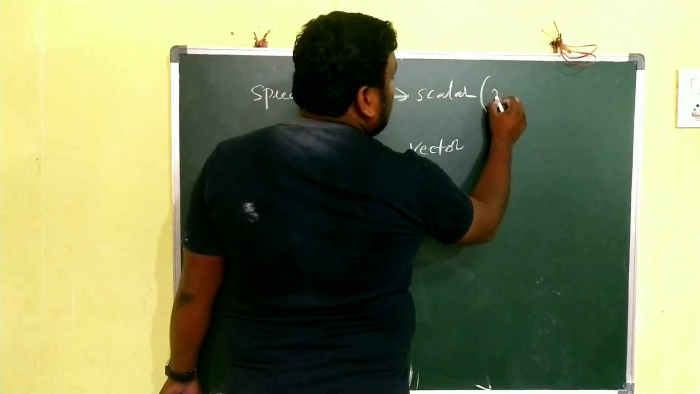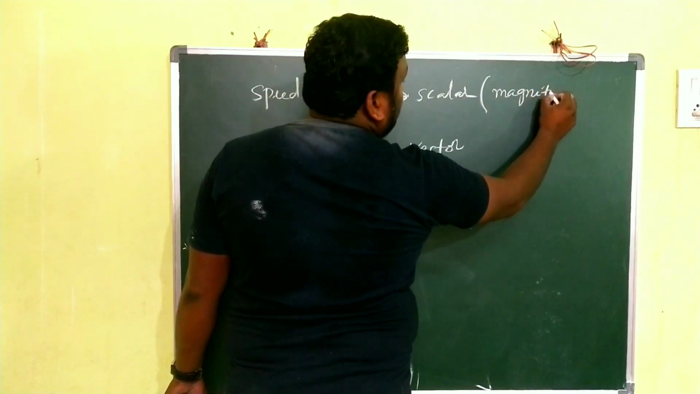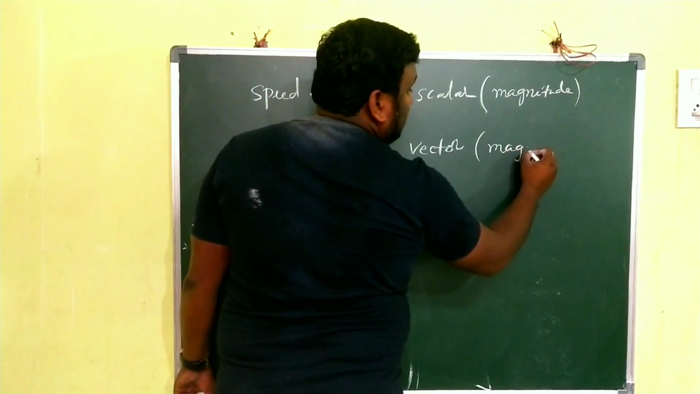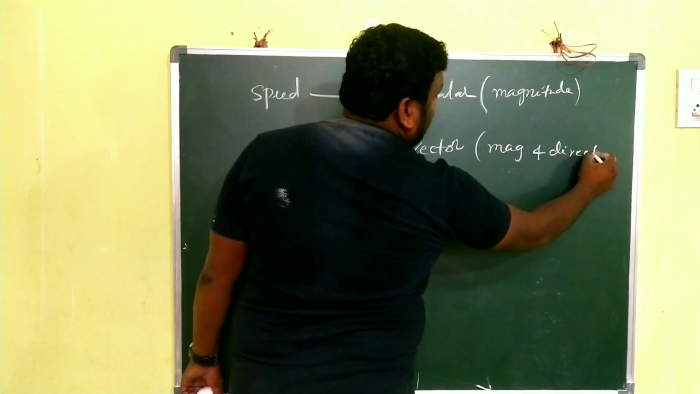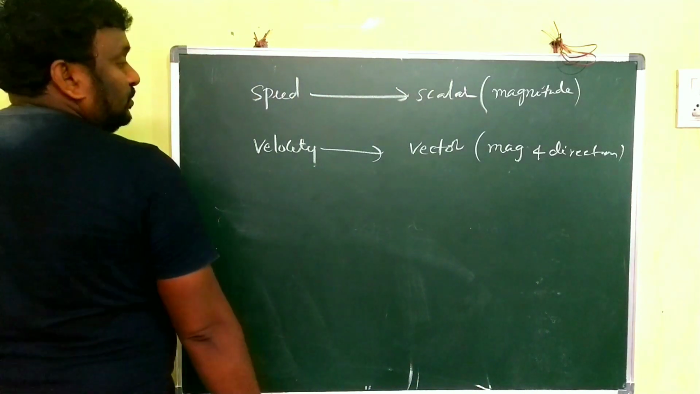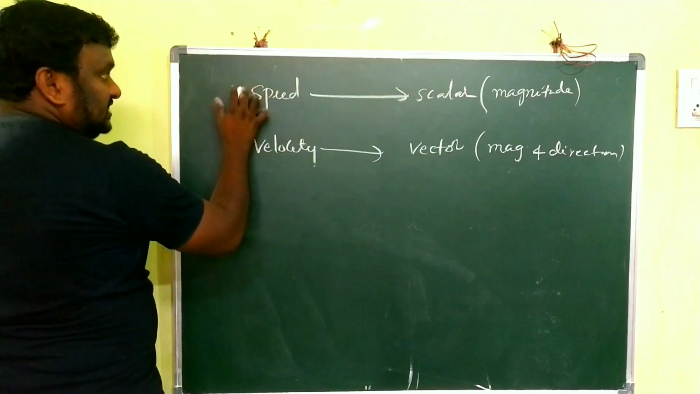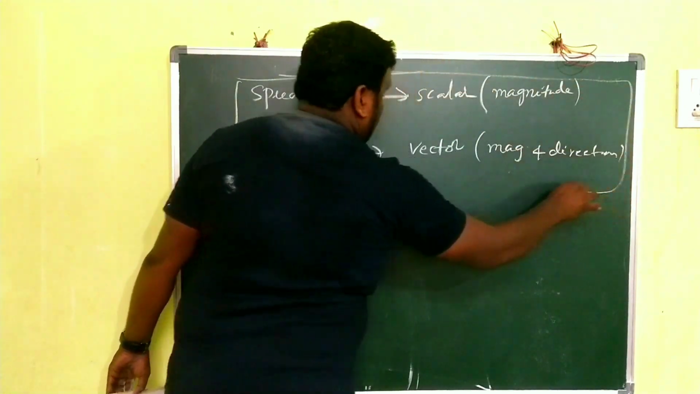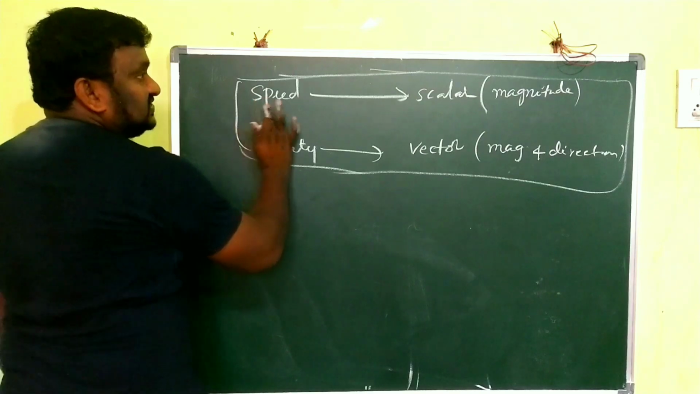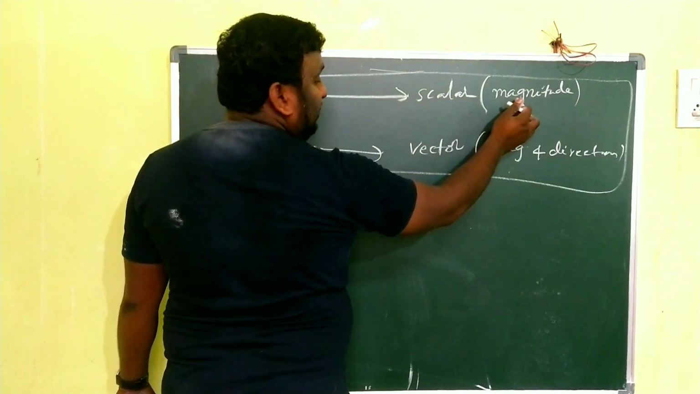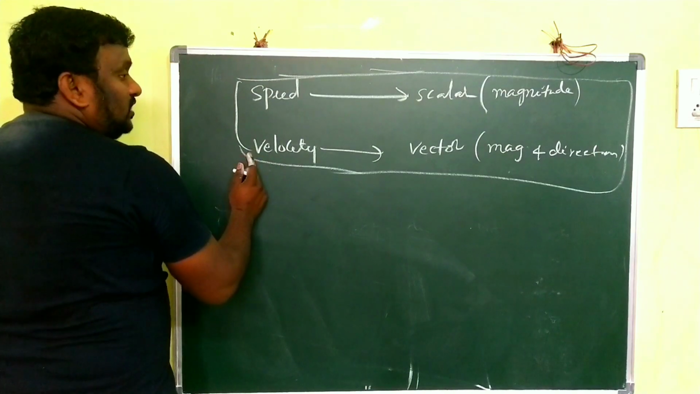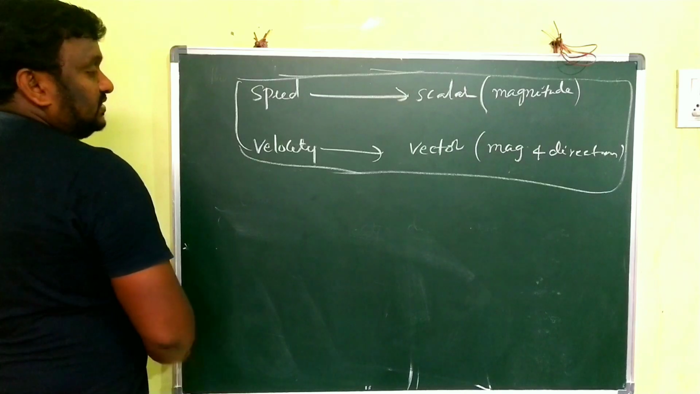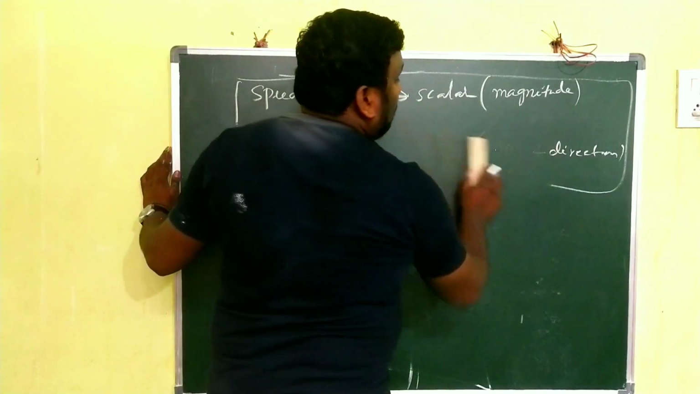Here, children, scalar means having only magnitude. A vector has magnitude and direction. Clear, children? So here you have to observe, speed is scalar. That means it has only magnitude. Velocity means a vector quantity that has both magnitude and direction. Clear, children? To understand that, I will give one more example, children.